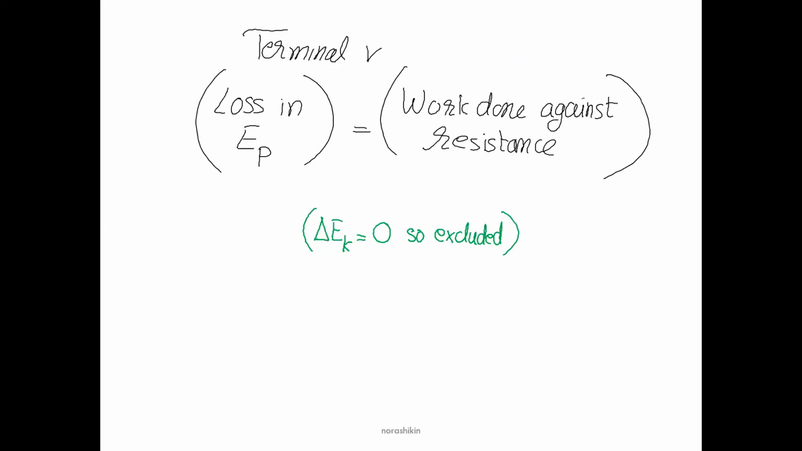Terminal velocity. Now, when it reaches terminal velocity, the equation will change. Loss in potential is equal to work done against resistance. What is the meaning of this? Now, there is no mention of kinetic energy because the change in kinetic energy becomes zero. You have to copy this.